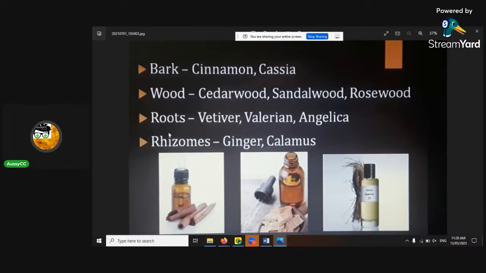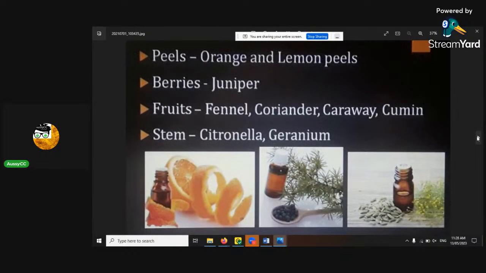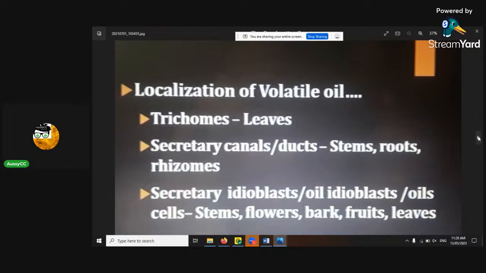No, we don't have that. You don't want to harvest that. Maybe the bark. I've never heard of using the bark. The stems do get used. There was a physio in BC, and he was buying our stems. Peels, berries, fruits. You know about fruits. There's the stems there. Localization of the volatile oils.